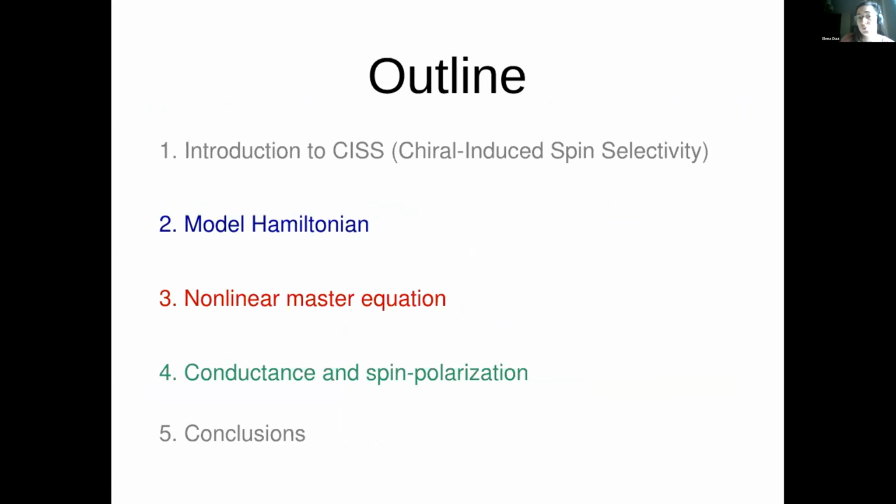I will start with a brief introduction to the phenomenon we've been talking about in the last talks, CISS. And later I will present the main theoretical tools I've used to model some of the properties of this phenomenon. So the model Hamiltonian and a non-linear master equation formalism. And last, I will talk about our main conclusions and main results related to the conductance and the spin polarization.